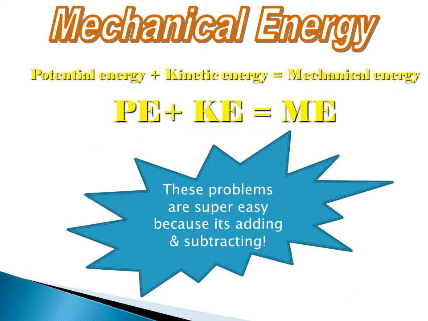Our equation for mechanical energy is pretty easy. It's potential energy plus kinetic energy is mechanical energy. And the shortcut version is PE plus KE equals ME. These problems are super easy because it's adding and subtracting, right? Now, they are a little more thought-provoking. You have to think through them, but once you get it, the math is really easy.